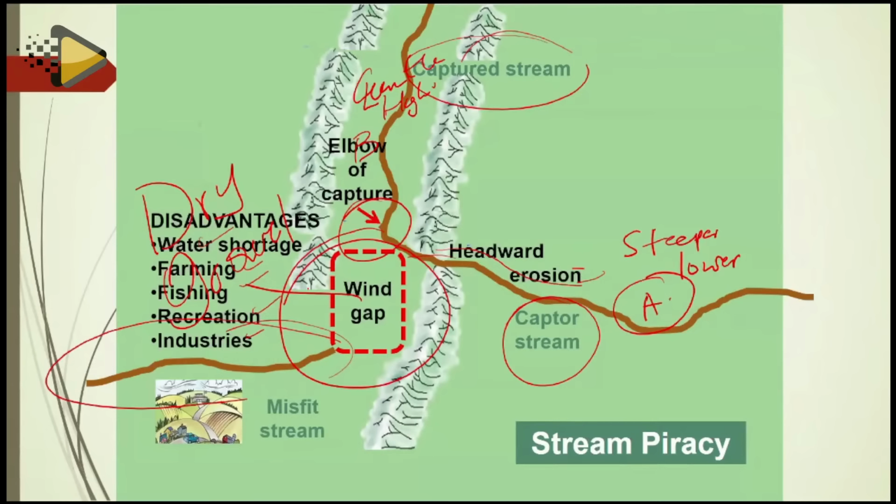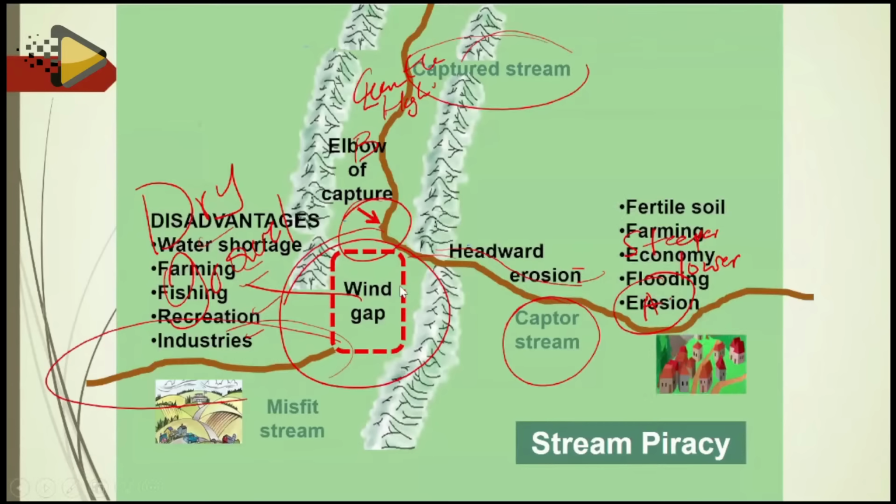But what is going to happen where the river has gained more water? The soil will be fertile, there's going to be more water for farming, and the economy will grow. There are high chances of flooding and high chances of erosion. So this is what might happen to the people living here.